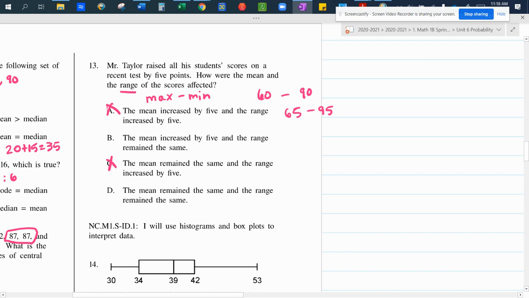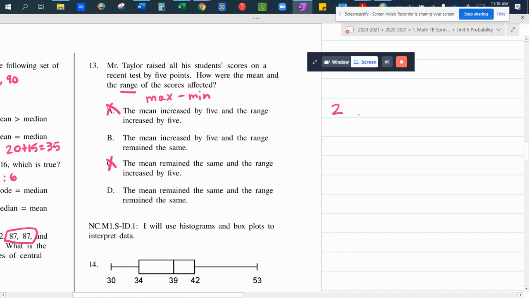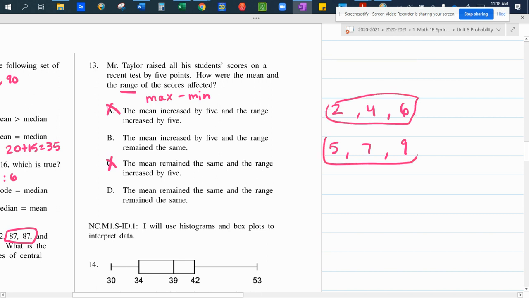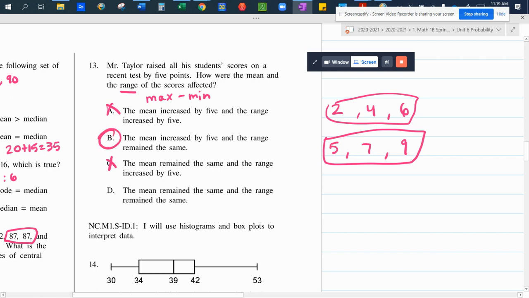So now I have to figure out, is my mean going to increase? So if we think about, let's just take a group of 3 smaller numbers. If I have 2, 4, and 6, and I change that to plus 3: 5, 7, and 9. Is the average of these 3 numbers going to be the same as the average of these 3 numbers? No. Is it going to go up or down? Up. So it's going to increase.